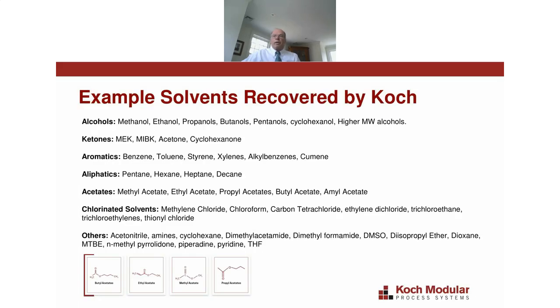So an example of some of the solvents that we have recovered at Koch Modular can be found on this page, which includes all of the alcohols listed, a fair number of ketones, aromatics, aliphatics, acetates, chlorinated solvents, and then under the final group below, you see a mixture of other, mostly polar solvents that we have recovered.